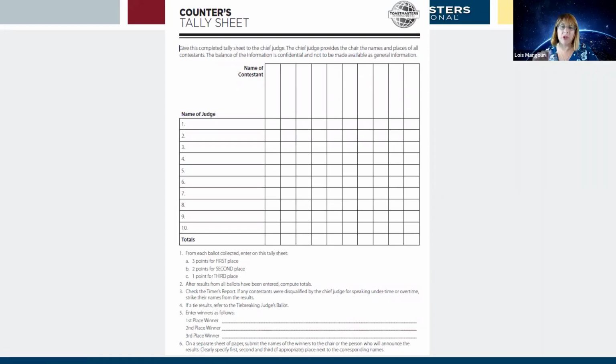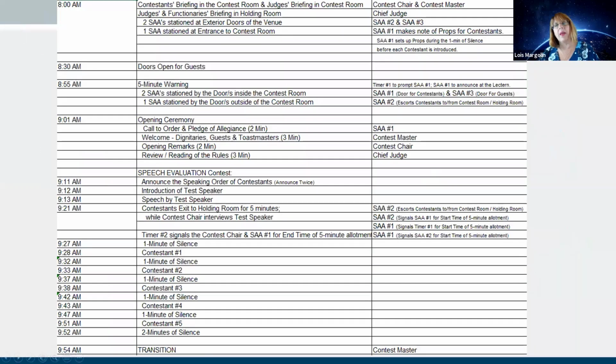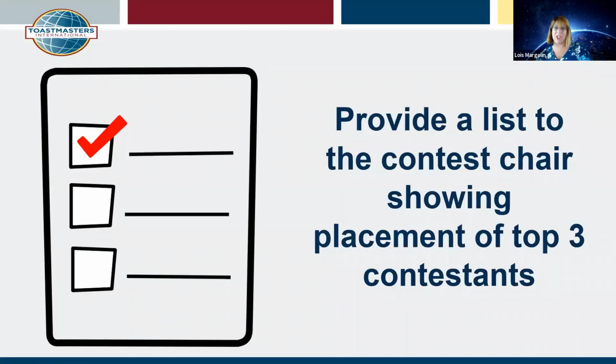Then on a separate sheet of paper, you give that information to the contest master. You will put it in 3rd, 2nd, and 1st place. So they're always reading the 3rd place first. Also, the chief judge will fill in, if you're at the area or club level and you don't have trophies, they'll fill it into the certificate. You provide a list for the contest chair showing the placement of the contestants. Oops. And now my part of Chief Judge is done.